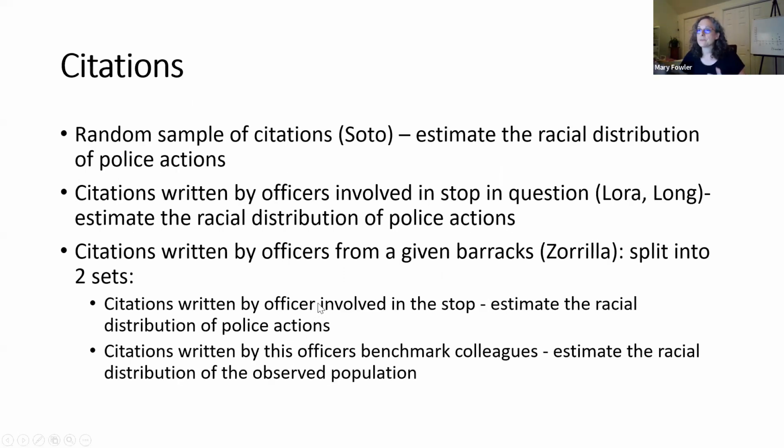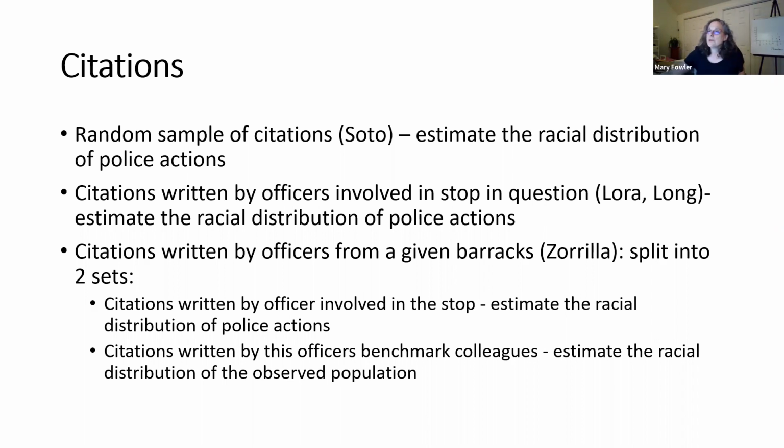Okay, and so here are a couple of examples of how citations are used in the cases that I outlined earlier. In the Soto case, a random sample of citations was used to estimate the racial distribution of police actions. That was in the 1990s, so the availability of data management was different. Stepping forward, we can look at all citations more easily now in the 2020s.